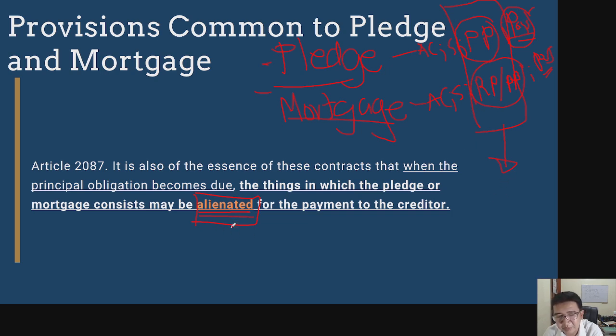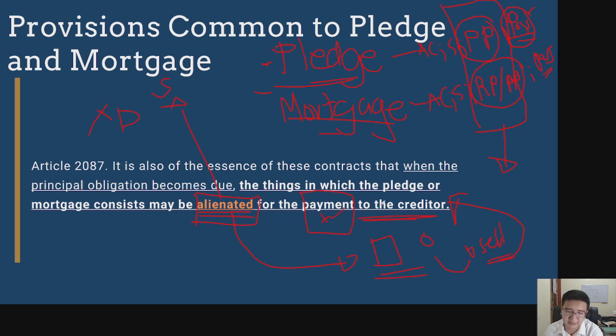Itong properties na ito, sabi ng Article 2087, may be alienated for the payment of the debt to the creditor. So meaning, if ang pinledge mo ay cellphone, alahas, or kwintas, ganyan, pwedeng ibenta. Yan, sinasabi nating auction sale or pawn sale or execution sale, binebenta yung mga yan para pambayad dun sa creditor. Okay, whether mortgage yan or pledge. Ang rule dyan is kapag hindi makabayad si debtor, pwede mong i-alienate, pwede mong ibenta yung properties, okay, pambayad dun sa debt.